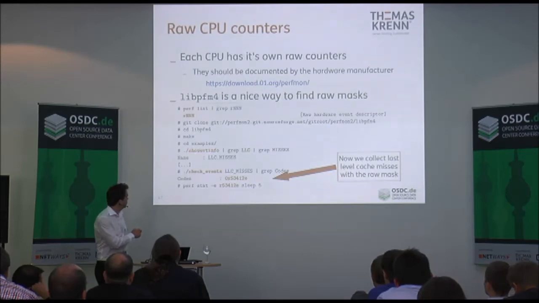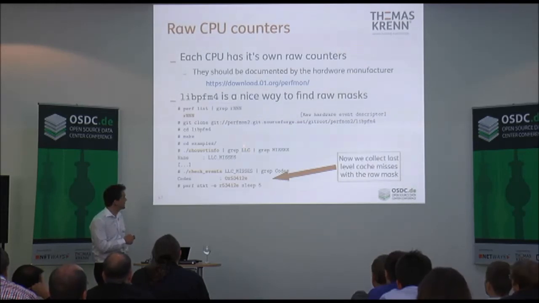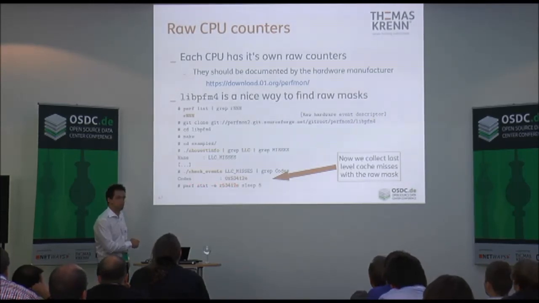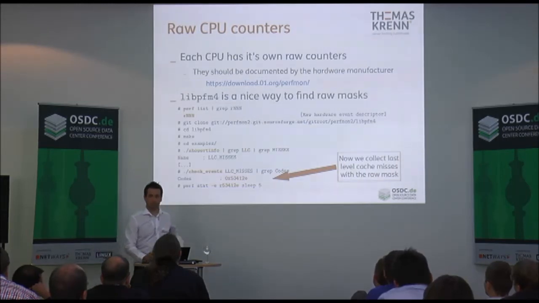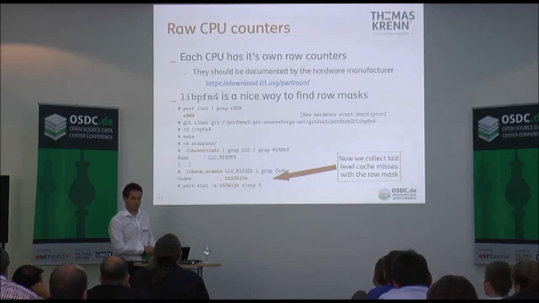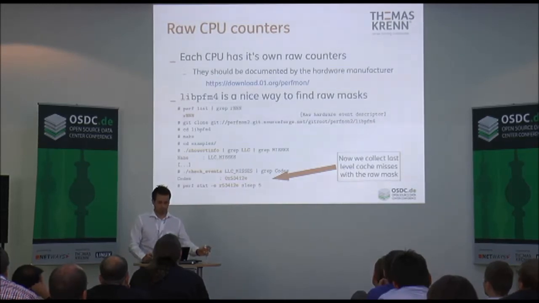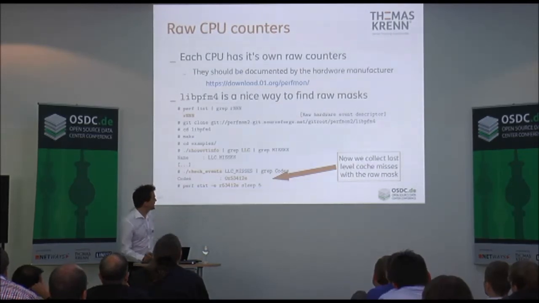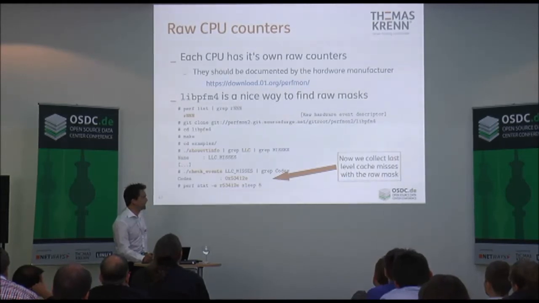You can say, okay, I'm calling show event info, and I want to know something about the last level cache misses my application produces. Then you can grep for the last level cache misses. And then you can use that mask for the check events by libpfm4. And then you get the raw CPU mask. And you can use that raw mask in conjunction with the perf stat command. And then you can check the raw CPU counters. But you have to keep in mind that these masks are different for every CPU architecture. And you have to check the documentation for your specific CPU. And what we've got here is that we can now collect the last level cache misses for our application with this raw mask.